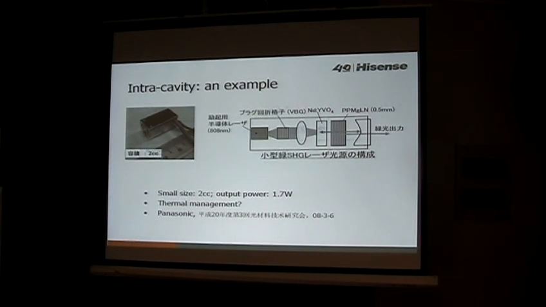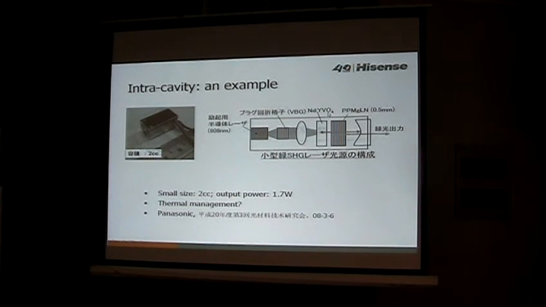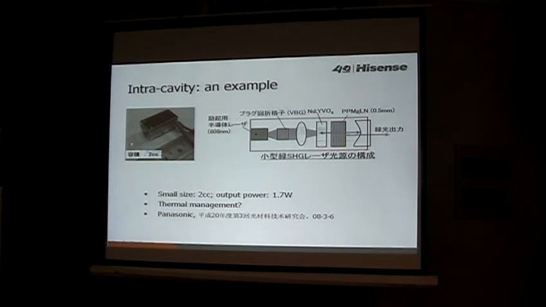Here is one example again from Panasonic. This is their setup based on the intracavity structure. Again, their nonlinear optical material is periodically poled material, and they use ytterbium, also validated as a solid laser material. The key feature for this one is they probably achieve the smallest size of the devices, just 2 cubic centimeters. This is the total size of the laser device.